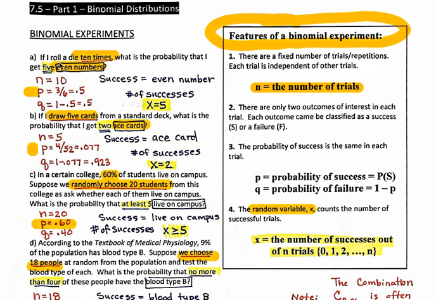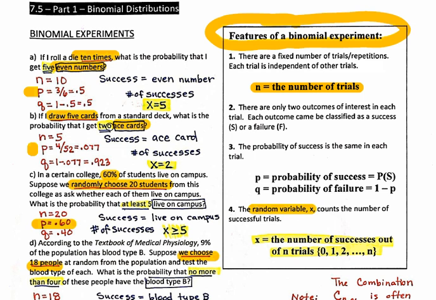So, if I roll a die 10 times, what's the probability that I get 5 even numbers? I'm rolling the die 10 times, n is 10. I'm looking for even numbers, so a success is an even number. The probability of success is 3 out of 6, or 50%, and failure would be the other 50%. X is the number of successes I'm looking for. So if I'm looking for 5 even numbers, then X equals 5.